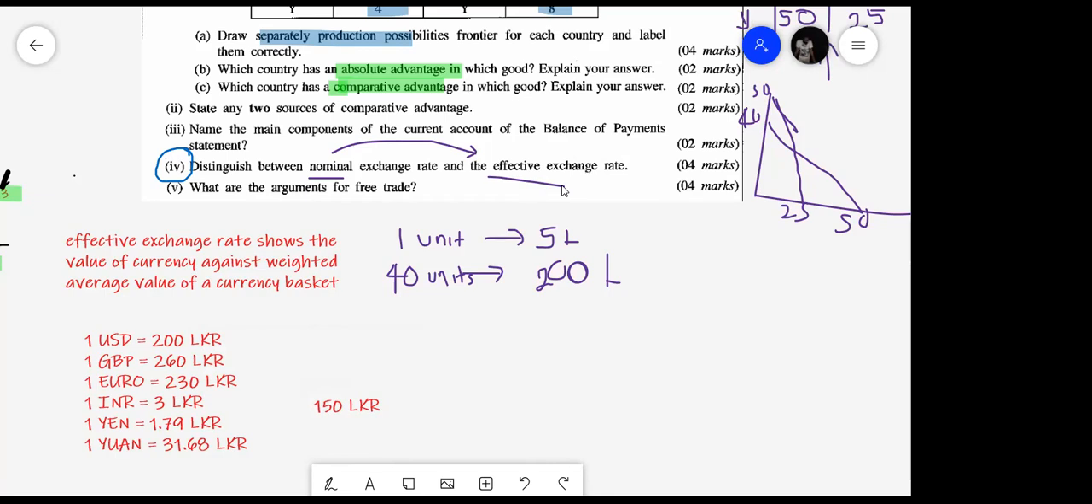Guys, then there are baskets. How many country baskets do we have for an effective exchange rate calculation? There are two that Sri Lanka uses. We have a basket of 5 countries, and we also have a basket of 24 countries, right? So when we're calculating the effective exchange rate, there are 2 effective exchange rates that we calculate, for a basket of 5 countries and for a basket of 24 countries.